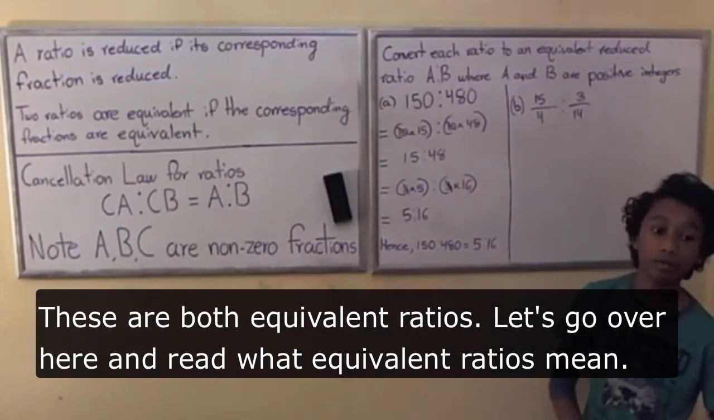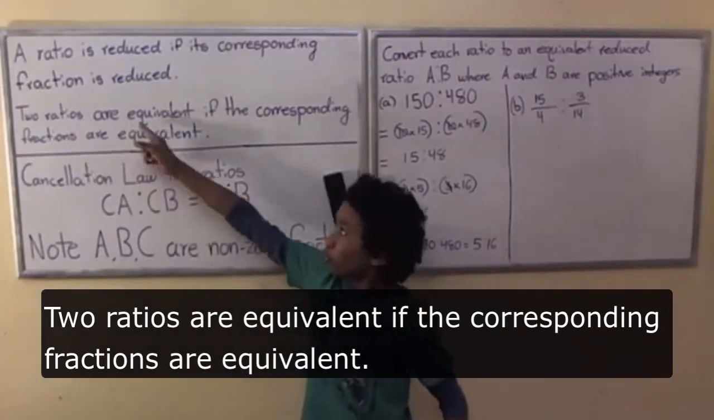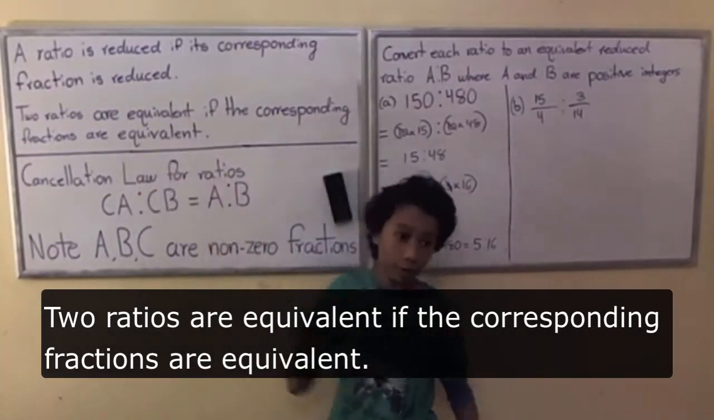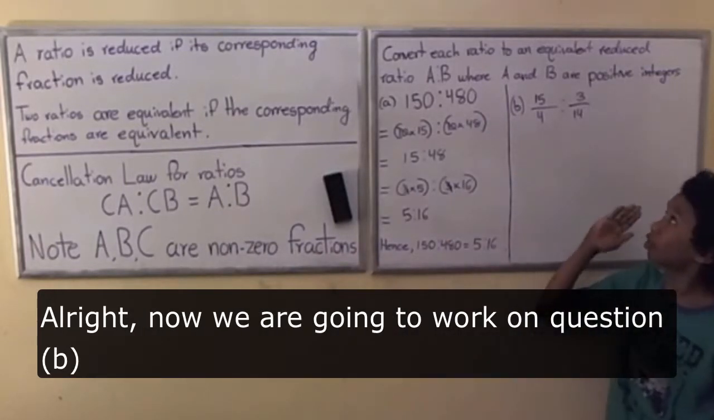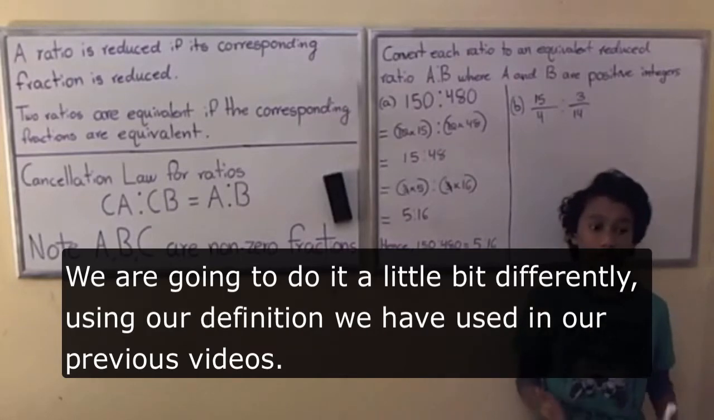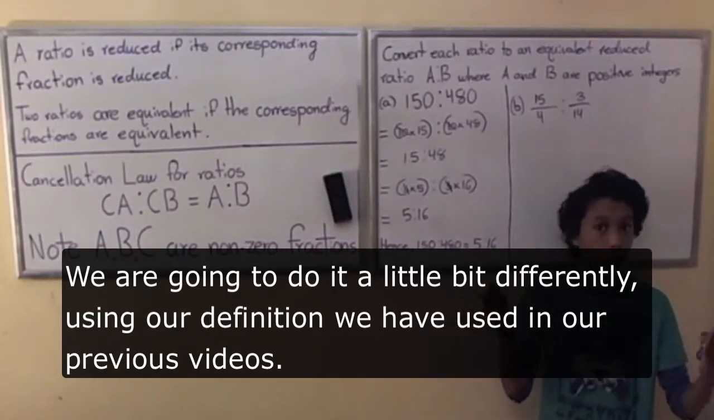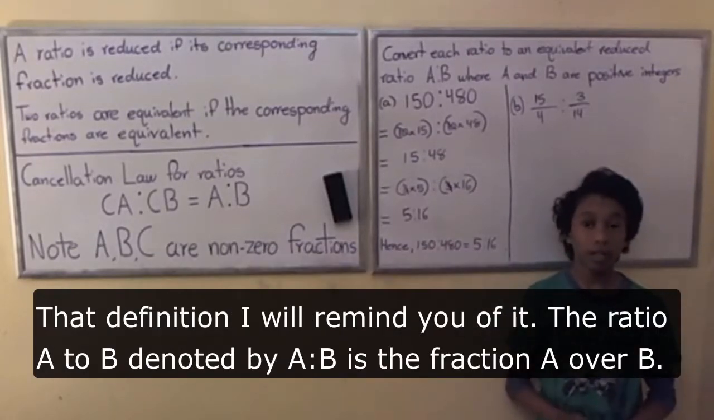Let's go over here and read what an equivalent ratio is. Two ratios are equivalent if the corresponding fractions are equivalent. All right, now we are going to work on question B, but we're going to do it a little bit differently using our definition we have used in our previous videos. That definition, I'll remind you of it, is the ratio of A to B denoted by A to B is the fraction A over B.